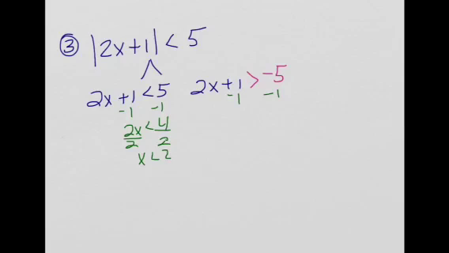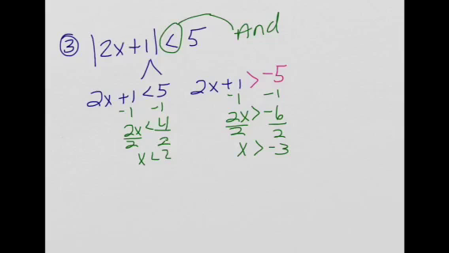Zero pair out the 1. We have 2x is greater than negative 6. Divide by 2, divide by 2. x is greater than negative 3. Now, because this was a less than problem, this is going to be an AND when we graph it. So let's see what it looks like.